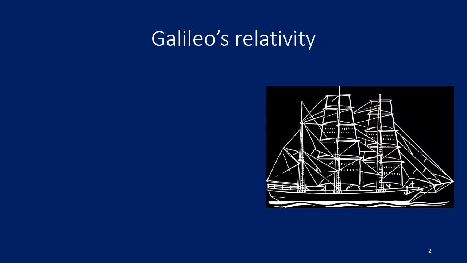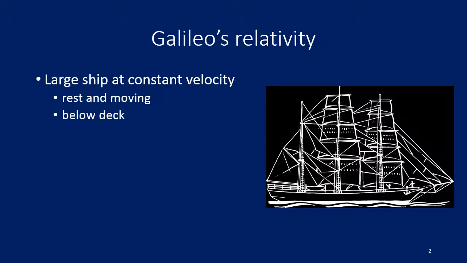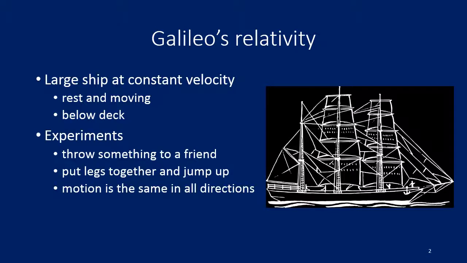We'll start with Galileo's relativity, or what's called Galilean relativity. He gives the example of being in a large ship that's going at a constant velocity, and comparing when the ship is at rest and when the ship is moving. If you're below deck and you can't see outside, and you try a few simple experiments. You throw something to a friend, and you put your legs together and jump up. Well, you'll notice that the motion is the same in all directions. So the conclusion is that constant velocity is relative. You can only tell what's moving relative to something else.